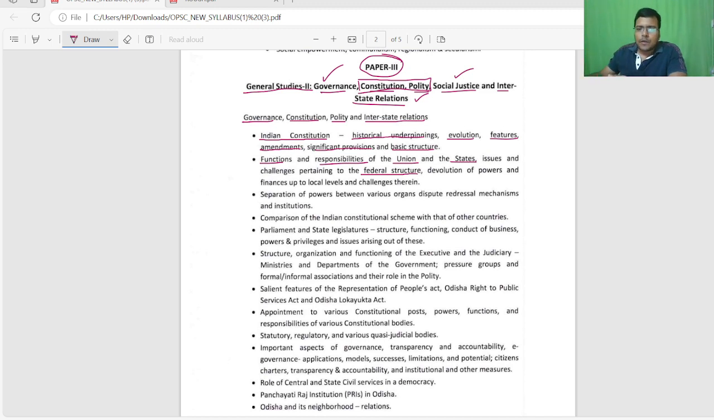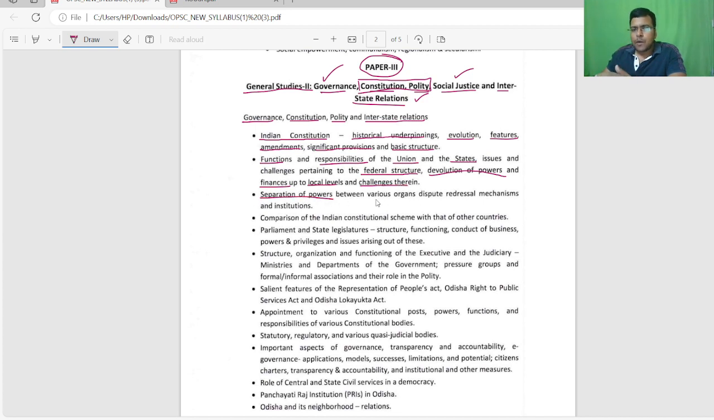So what is devolution of power and devolution of finance? Devolution means power and authority is given to the lower level. For example, when we discuss devolution of power, it is center, state, then PRI. Devolution of finance: Central Finance Commission, in the 73rd Constitutional Amendment, the State Finance Commission, up to the local level, and what challenges it faces.